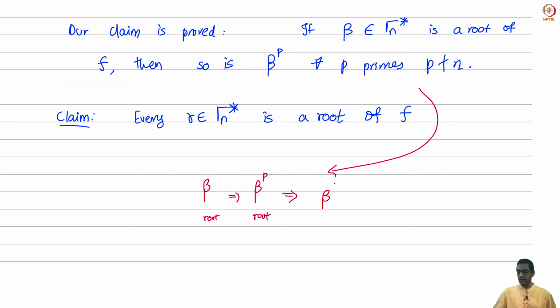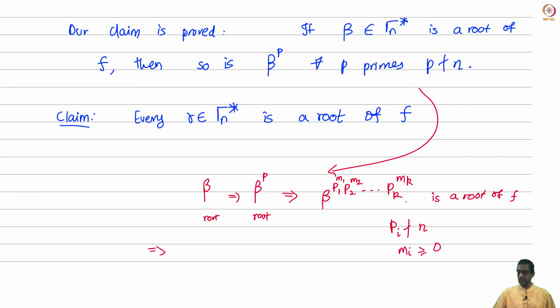This tells you that anything of this form, beta to the power p1, p2, ..., pk, is a root, provided the p's don't divide n. Take primes which don't divide n, and of course you can repeat the primes. So I can say p1 to the m1, p2 to the m2, and so on. So each of these is a root of f, and this is for all mi's greater than or equal to 0. Okay, so I'm just iterating my earlier claim. So what does that mean?